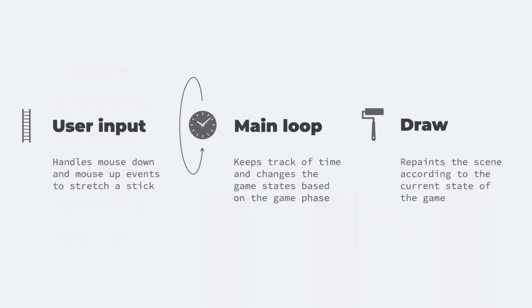This game has essentially 3 parts. First we handle user input, especially mouse down and mouse up events. Then there's a main loop that changes different variables defining the state of the game based on the current game phase and time. And finally there's a draw function. The main loop will call this at every cycle, and the draw function ultimately repaints the whole scene based on the state of the game. So let's get a bit more into the details regarding how these work.